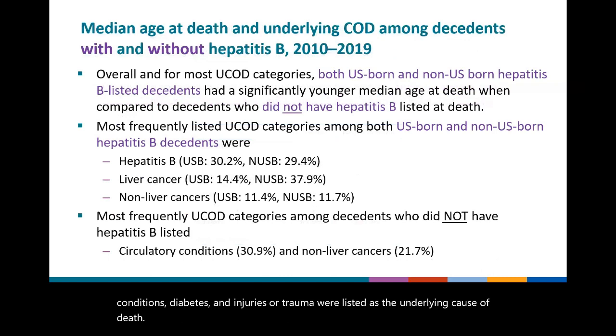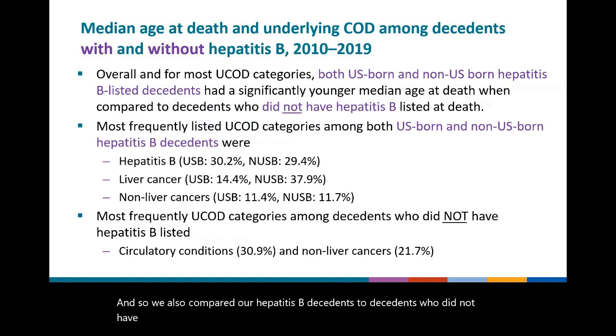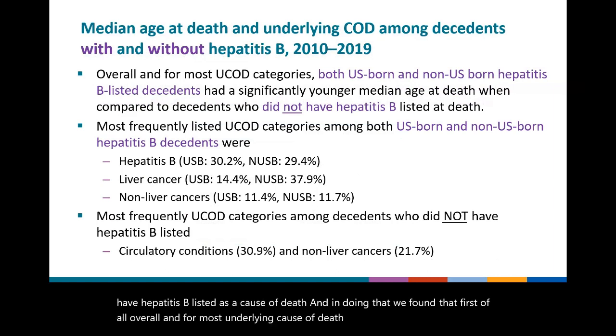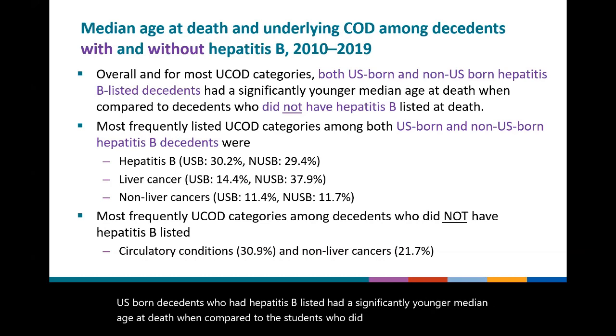And so we also compared our hepatitis B decedents to decedents who did not have hepatitis B listed as a cause of death. And in doing that, we found that, first of all, overall, and for most underlying cause of death categories, both US-born and non-US-born decedents who had hepatitis B listed had a significantly younger median age at death when compared to decedents who did not have hepatitis B listed at death.